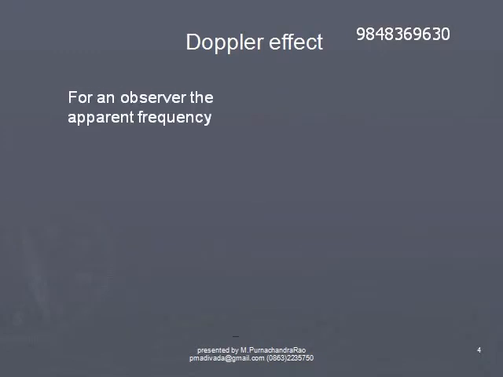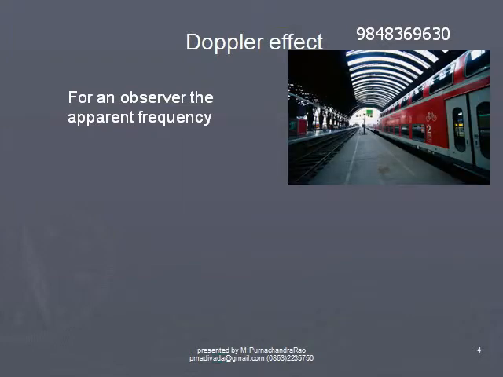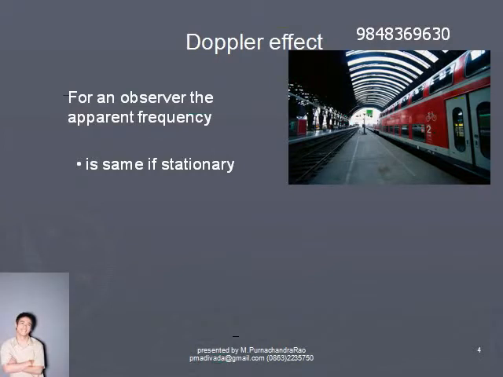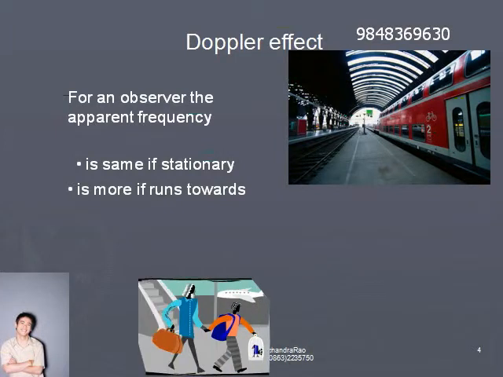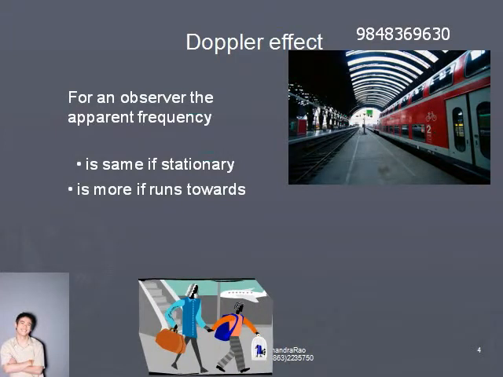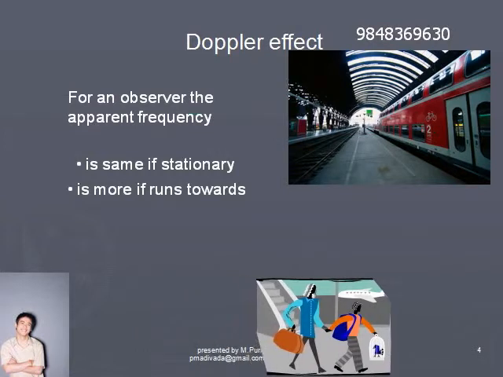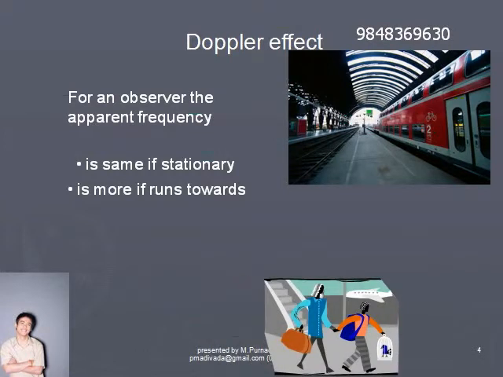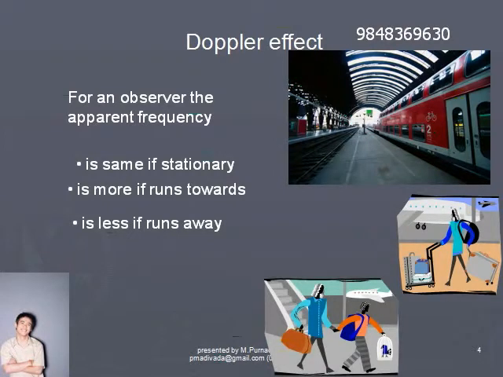Let us consider a rail engine blowing its whistle. For a passenger at rest on the platform, he receives the same frequency emitted by the engine. But if the passenger runs towards the engine, he notices that he is receiving greater frequency. If the passenger is running away from the engine, he will notice that he receives less frequency.